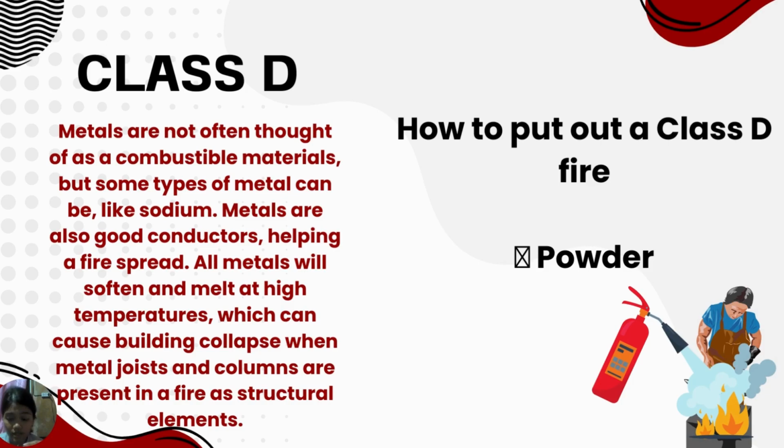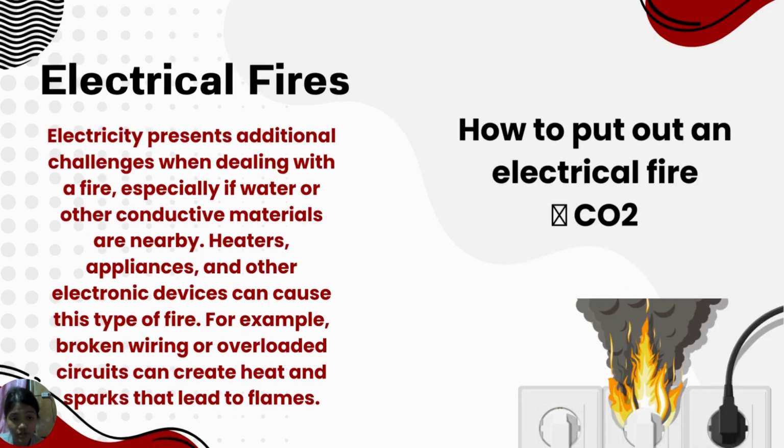So next one is electrical fires. Electricity presents additional challenges when dealing with a fire, especially if water or other conductive materials are nearby. Heaters, appliances, and other electronic devices can cause this type of fire. For example, broken wiring or overloaded circuits can create heat and sparks that lead to flames. So on electrical fires, you shouldn't use water. You can use other types of fire extinguisher.